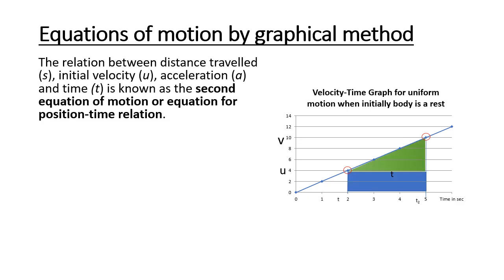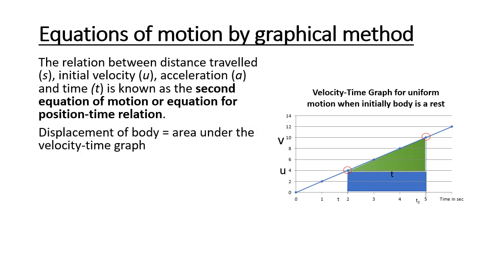Now this time it is the relation between distance traveled s, initial velocity u, acceleration a, and time t. The previous equation was v is equal to u plus at. So we had v, final velocity, u, initial velocity, a, the uniform acceleration, and t the time taken. Now this equation gives us a relation between distance traveled, initial velocity, acceleration and time. So here we don't have v, we don't have the final velocity. We only have the distance traveled, initial velocity, acceleration and time.